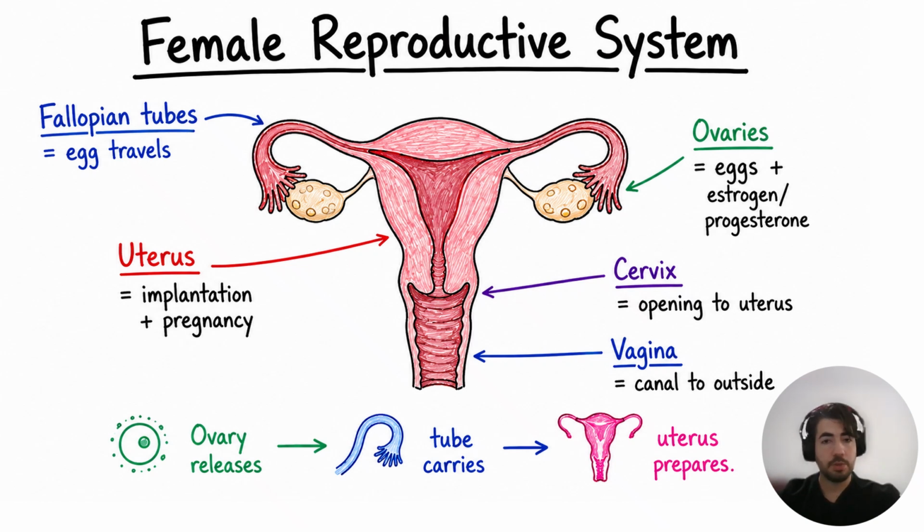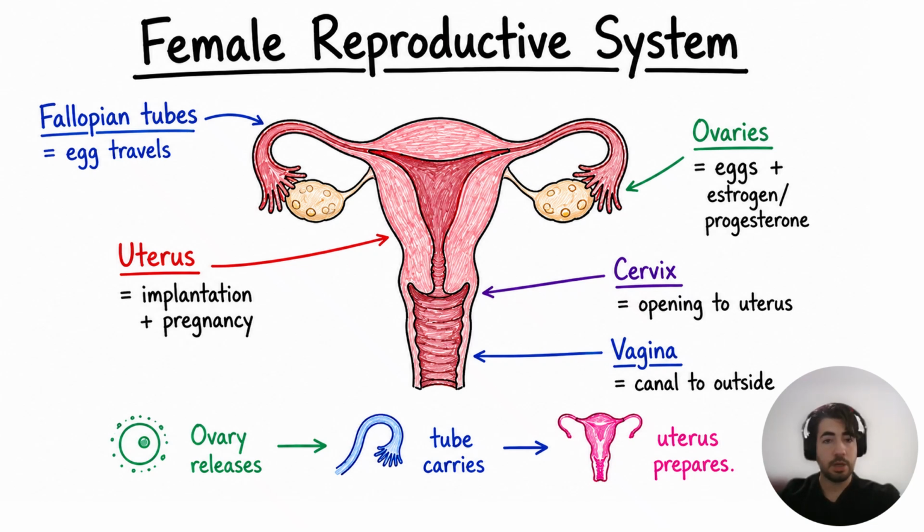The fallopian tubes are pretty much like the pathway. So after ovulation, the egg moves from the ovary into the fallopian tube, and then the tubes help carry it towards the uterus. Okay, so then the uterus is the place where implantation and pregnancy happens. So if a fertilized egg implants, this is where the pregnancy develops.